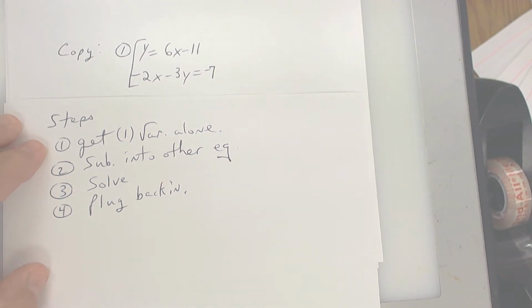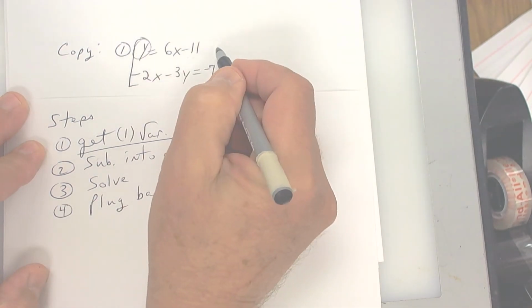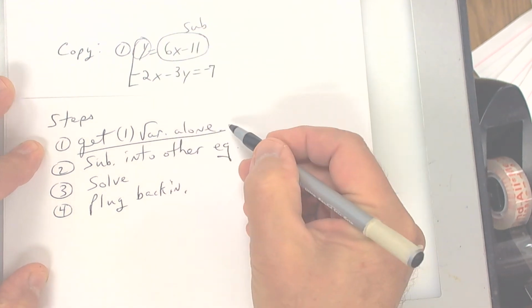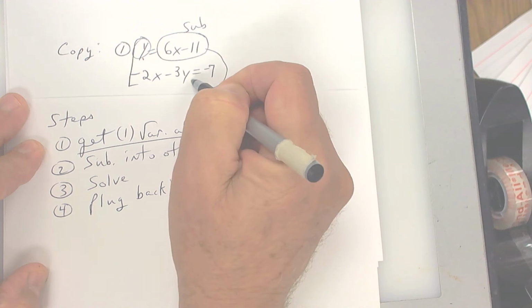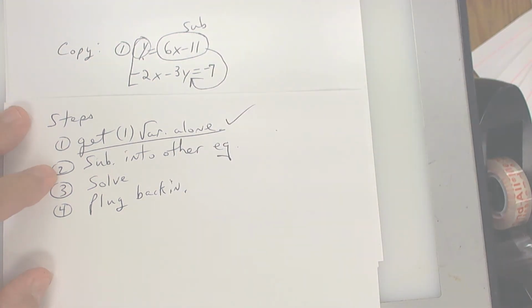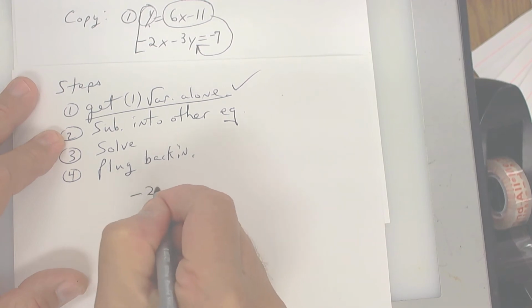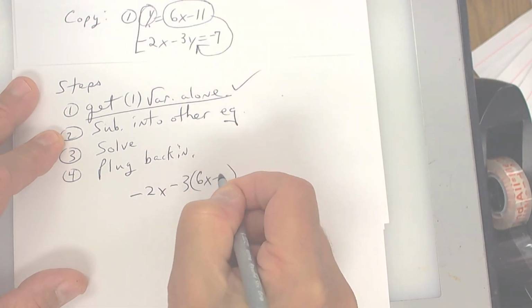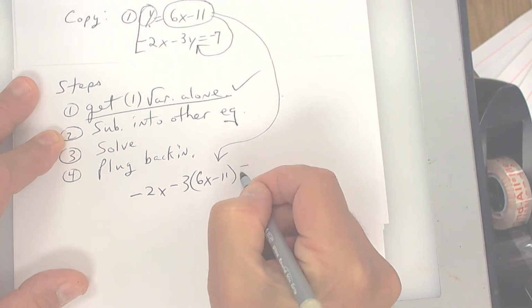So watch. Step number one, get one variable alone. Well, this one already has y equals. So this one is your substitute. So step one is already done for you. Step two is it says y, so you're going to plug it for the y. Now this is called the substitution, step two. So now watch. You're going to get negative 2x minus 3 times your substitute. Okay, your substitute is right here, equals negative 7.